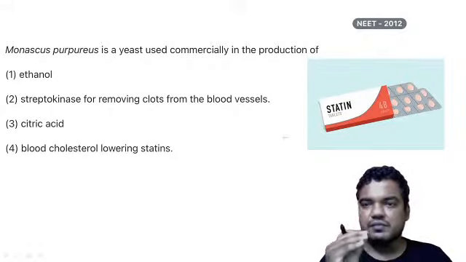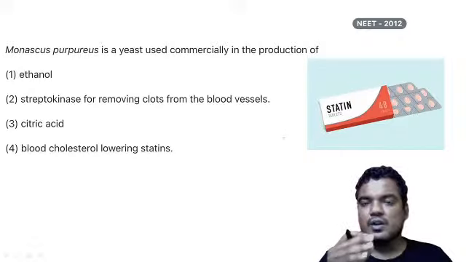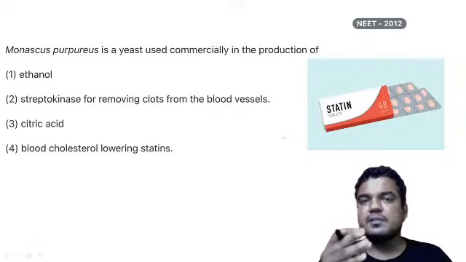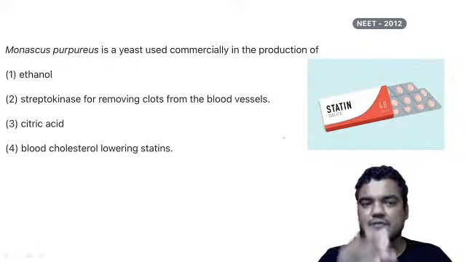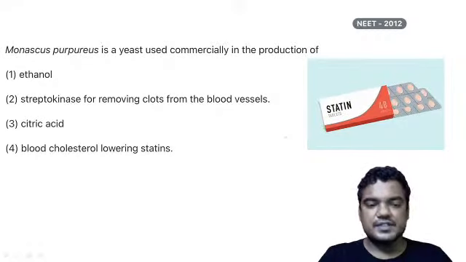So here they have given four options. Out of these four, Monascus purpureus, which is a yeast, what does it produce? The first one they have given is ethanol. So does Monascus purpureus produce ethanol? No, it's not correct. Ethanol is produced by Saccharomyces cerevisiae. So Saccharomyces cerevisiae is used for production of ethanol.